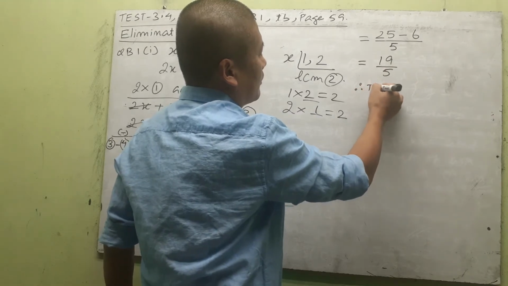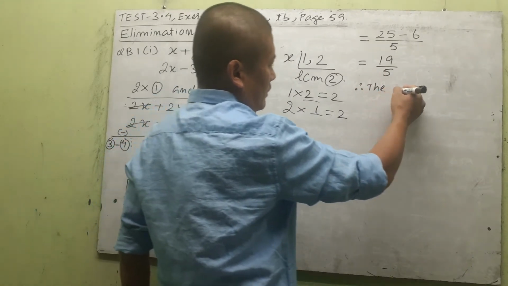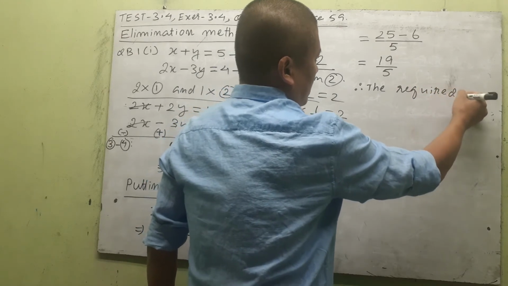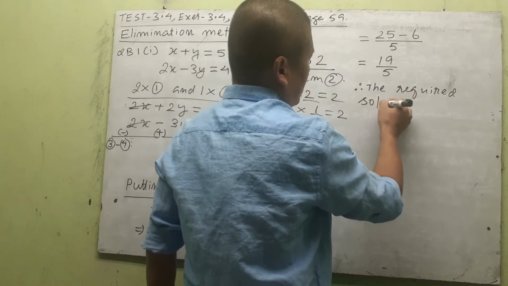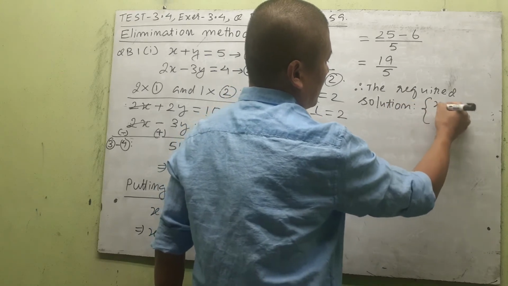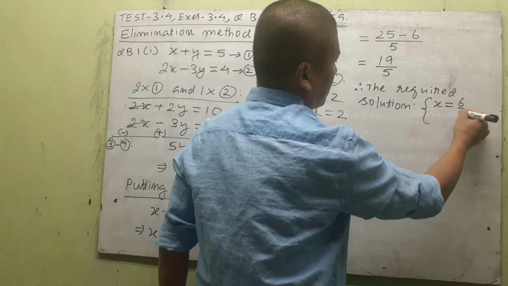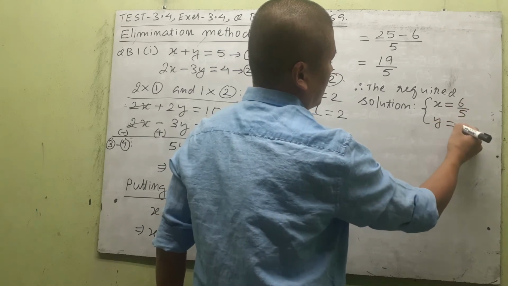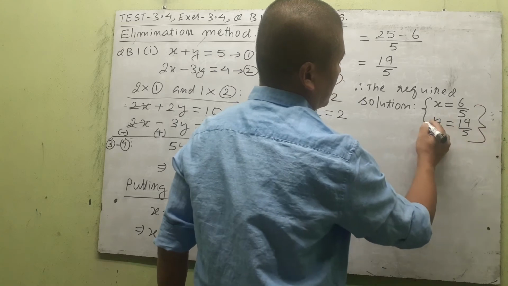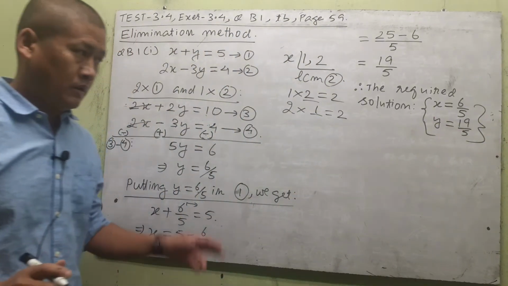So we have here now by the elimination method the required solution, or solution means answer, is this one. x value 6 by 5, y value 19 by 5. So these are the answers for x and y.